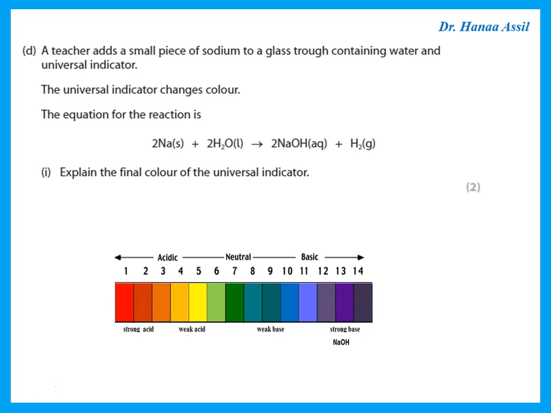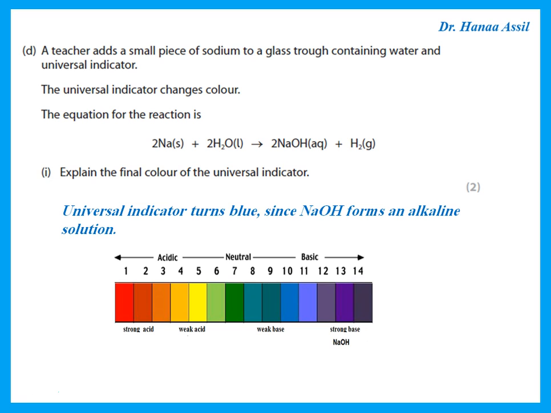Now, which one do we have? We have sodium hydroxide in the solution. What is sodium hydroxide? It's a strong base, so the universal indicator will turn blue, because the sodium hydroxide that is formed is an alkaline solution, or it's a strong base.